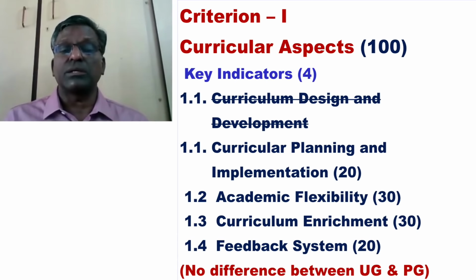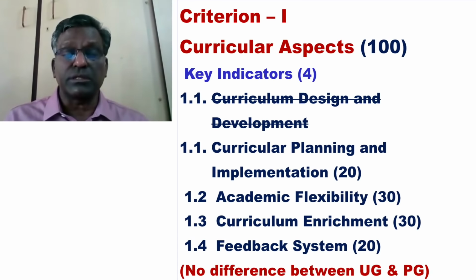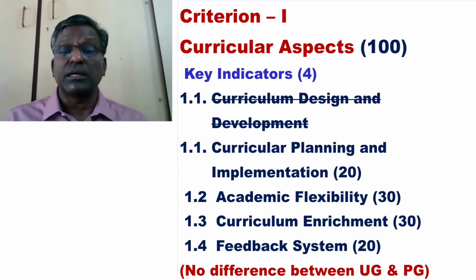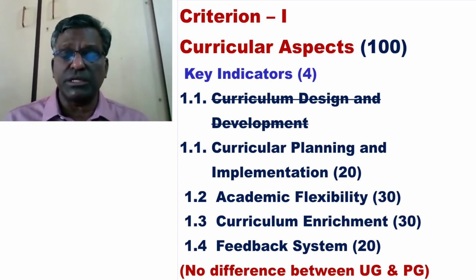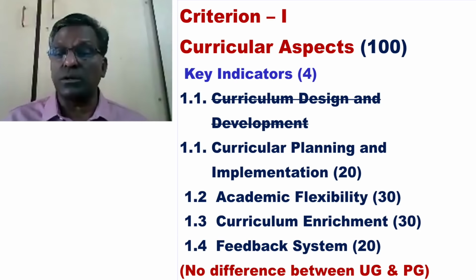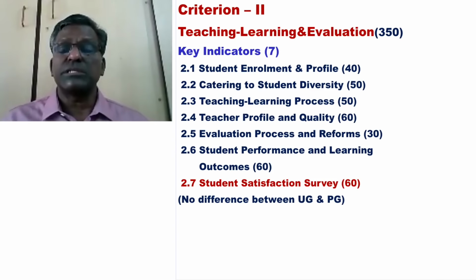So therefore, curriculum design and development has been struck off. So with reference to affiliated and constituent colleges, we have 4 key indicators with reference to criterion 1. Curricular planning and implementation, the weightage it carries is 20. Together, the first criterion has 4 key indicators and the weightage allotted is 100. We go to the second criterion.